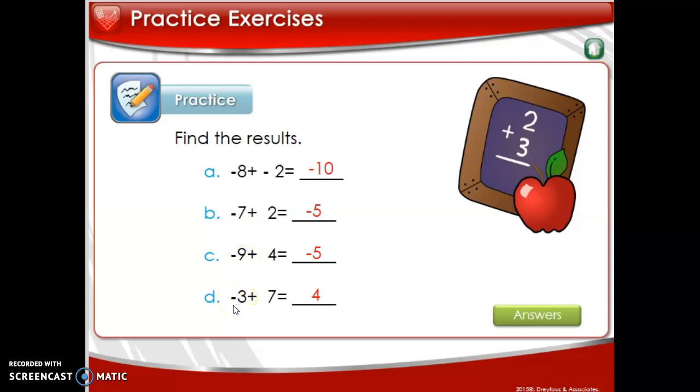Now, -3 plus 7, negative and positive. We make another subtraction, it's 4, and take the sign of positive because 7 is the greatest absolute value.